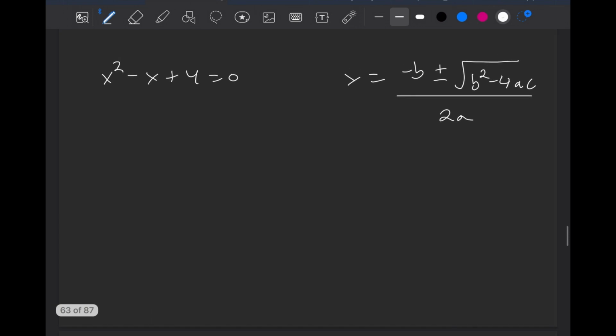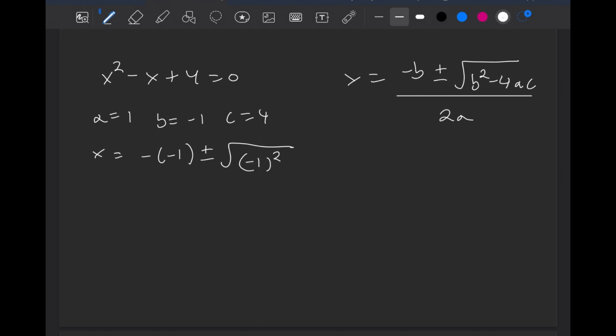Try this one. So in this one, a is equal to 1, b is equal to minus 1, c is equal to 4. So in this one, we will get x is equal to minus minus 1 plus or minus the square root of 1 squared minus 4 times 1 times 4, all over 2.